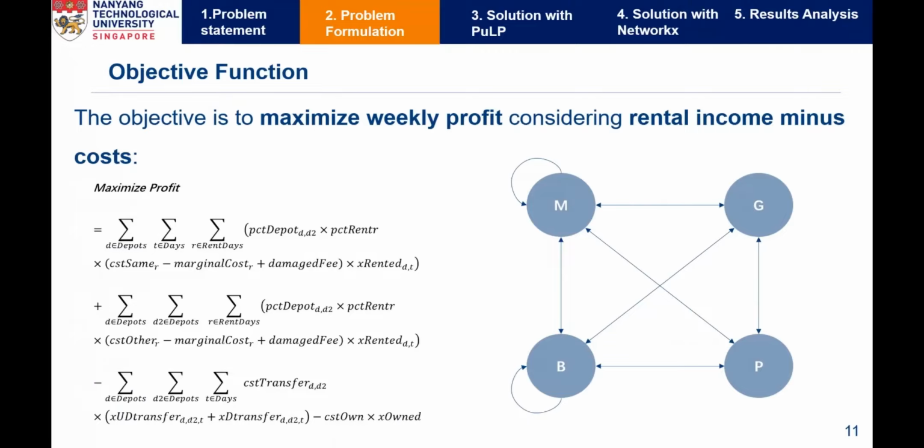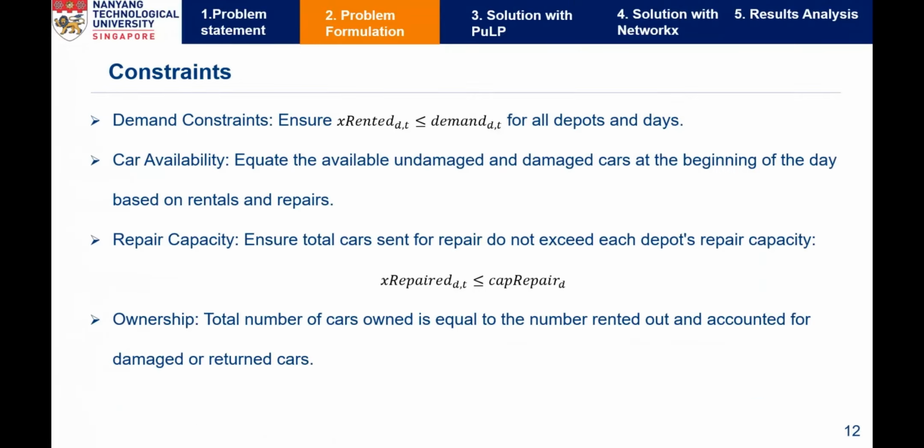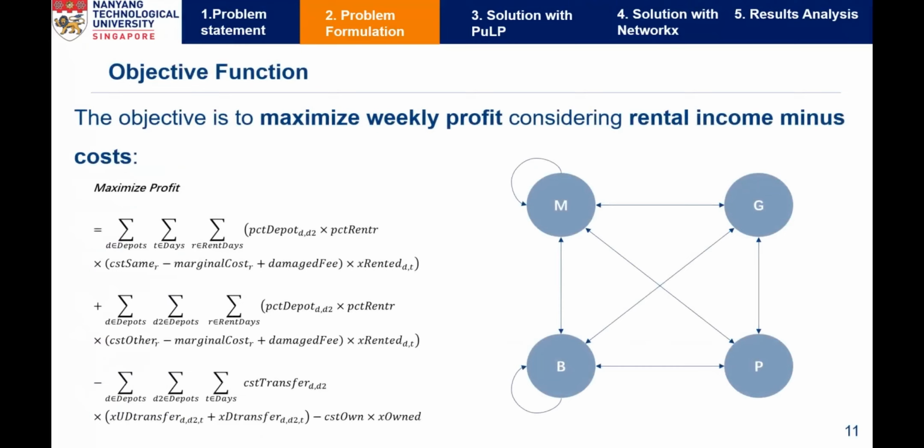The objective function is about maximizing weekly profit, considering rental incomes minus costs. The parameters depend on the demand and the transfer costs, rental costs, original rental costs, repair capacities, owning costs, and damaged car fees. The next is about the design variables. It includes the total cars owned, the cars available, cars rented, cars transferred, damaged cars, cars under repair.